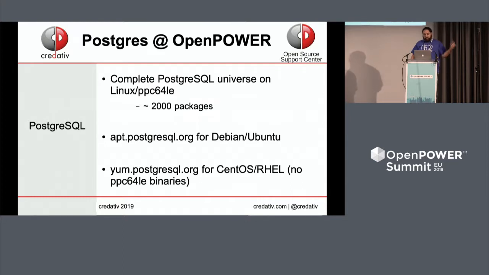And again, we typically use the apt repository because we're on Debian and Ubuntu. There is a Yum one that Postgres also has available, which is for CentOS and RHEL. We used from that as well for some of these things that we tested.